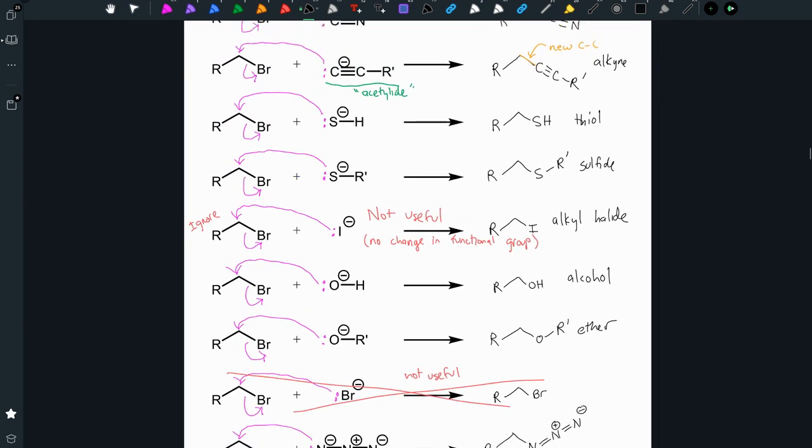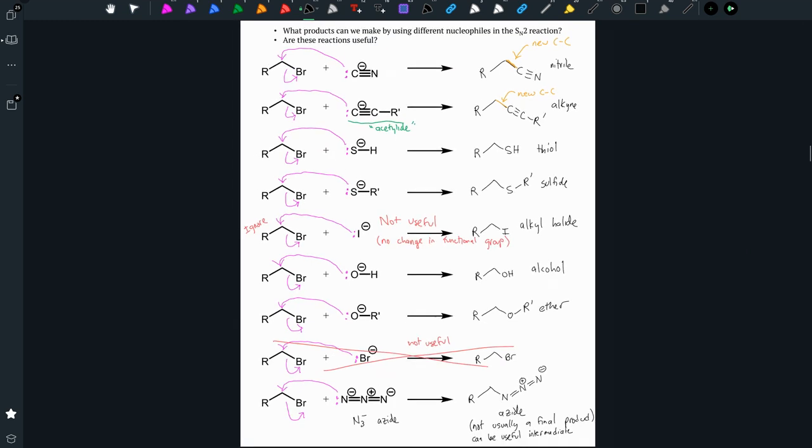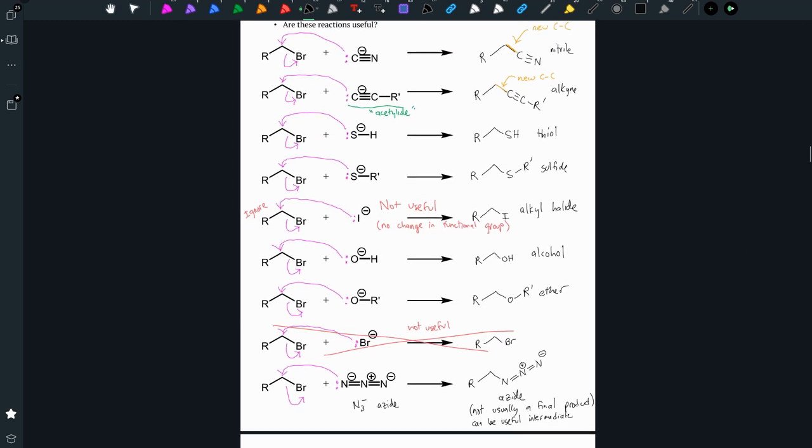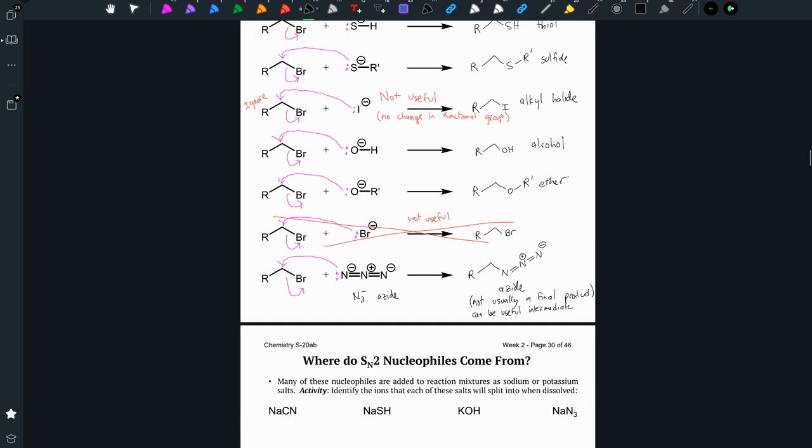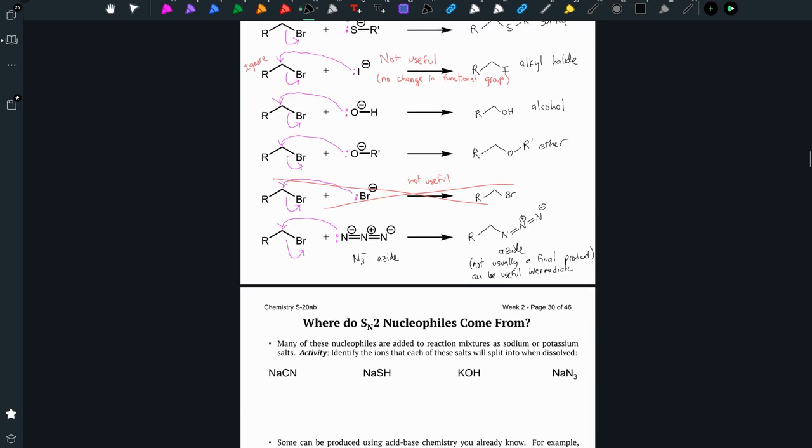All right, so we've just outlined a way to take an alkyl halide. You remember in modules 15 through 19, we saw that we can turn an alkene into lots of different things. Here we're seeing we can turn an alkyl halide into lots of different things: nitrile, alkyne, thiol, sulfide, alcohol, ether, azide. So 1, 2, 3, 4, 5, 6, 7 new functional groups that we can make from an alkyl halide. All right, so that can be helpful to us.